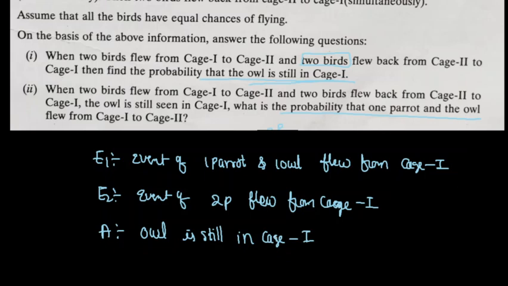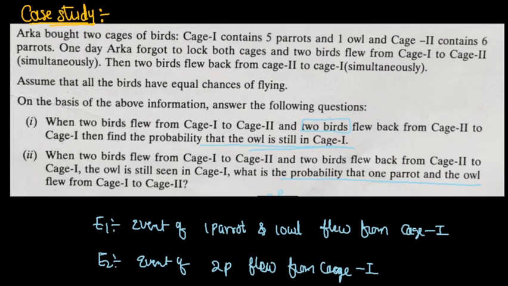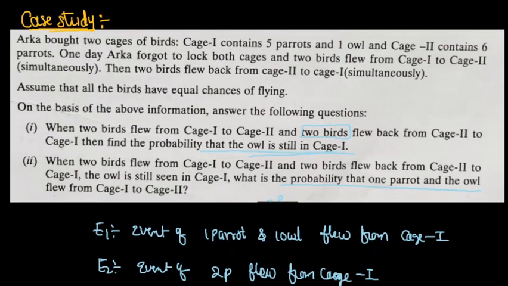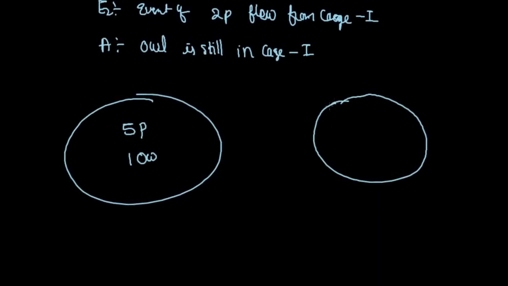Now let me explain this. In cage 1, 5 parrots and 1 owl. And in cage 2, 6 parrots. So this is cage 1, and this is cage 2.